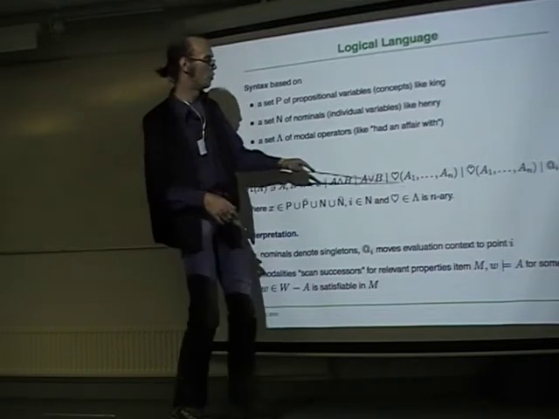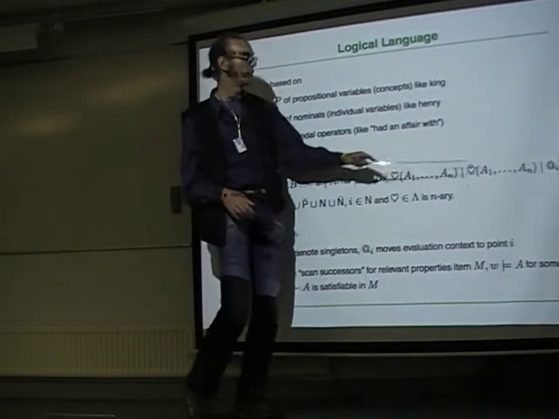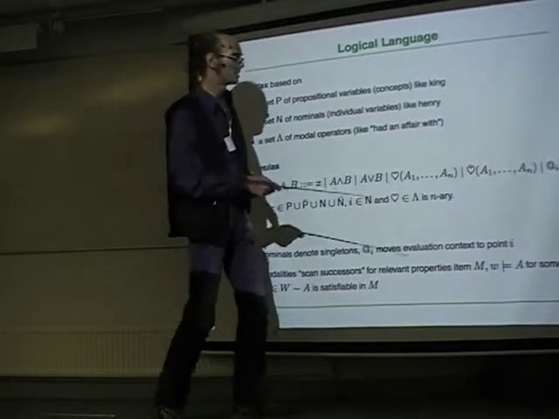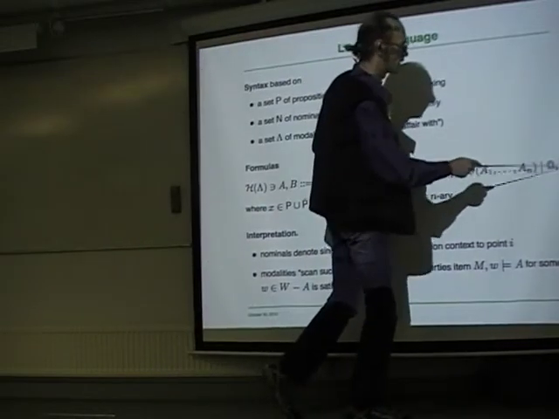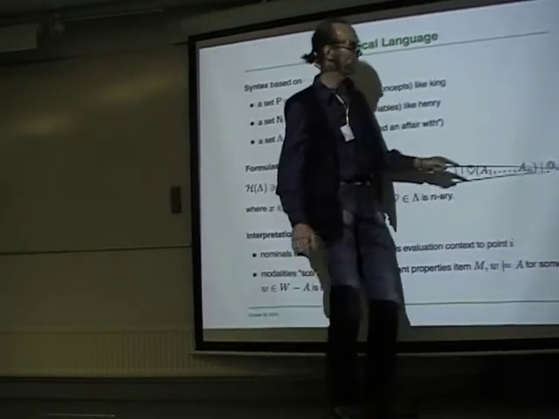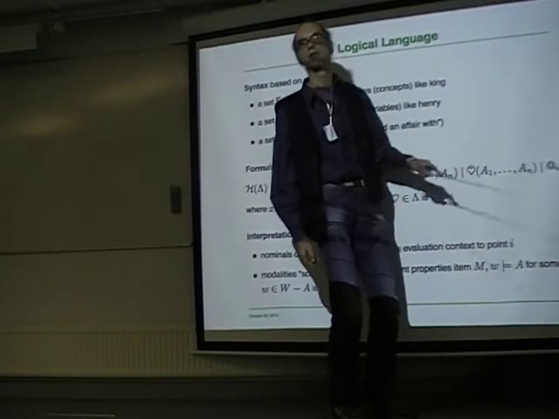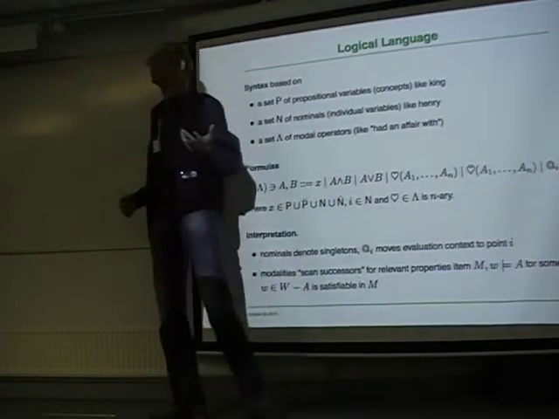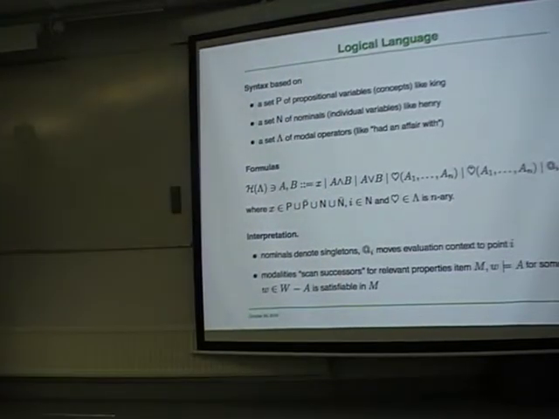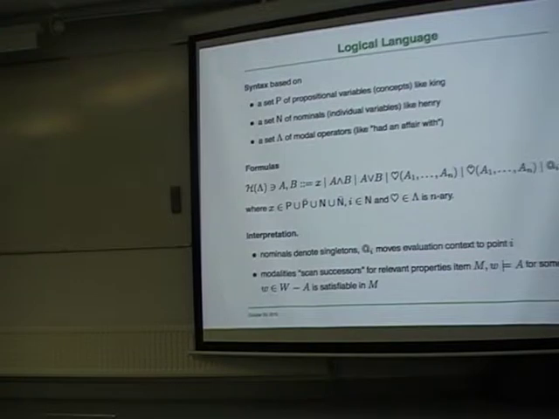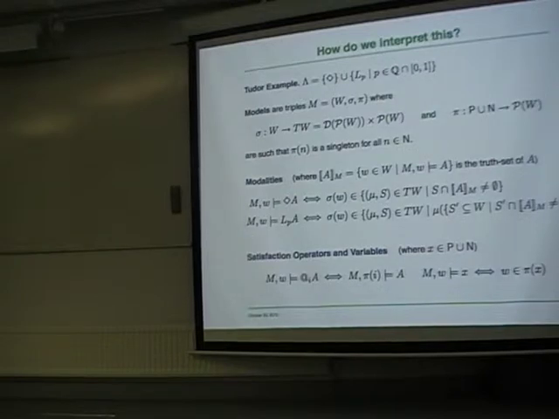We've got modal operators, which can be n-ary, and we've got a special feature that allows us to say things like Henry is a king, where Henry is an individual variable. This is a concept which can be atomic or compound. So this is essentially the linguistic means that we have to say something about properties of certain individuals.